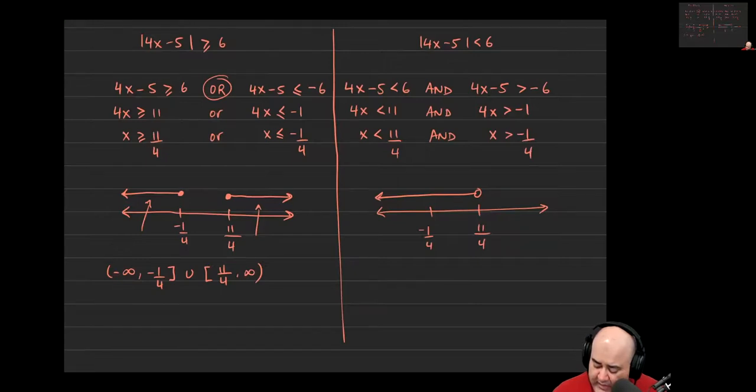Then we have x is greater than negative 1/4. Let's plug in 0 again. Is 0 greater than negative 1/4? Sure is. I'd rather have $0 than owe someone a quarter, so I'm going to go in the direction of the truth.